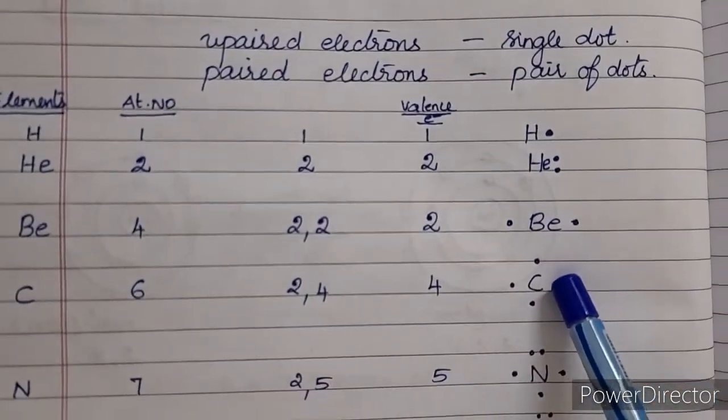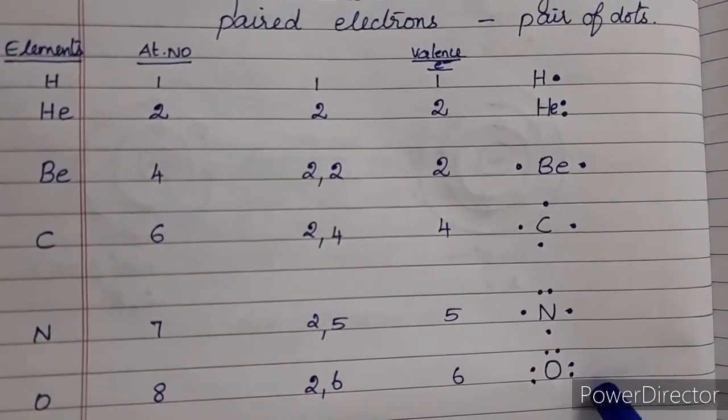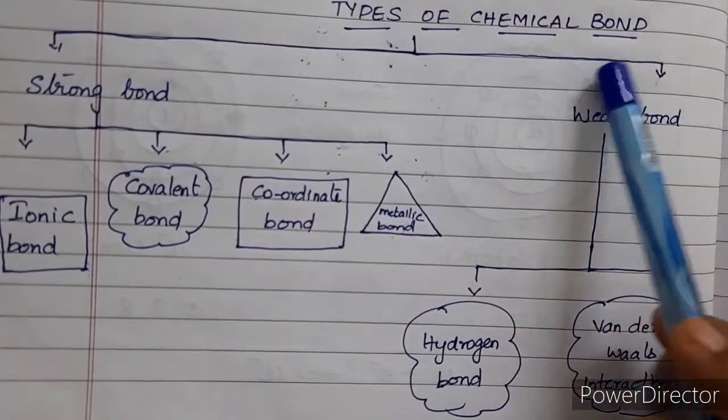Now this is a very important question, children. So you can copy these 6 elements in your classwork. Next we'll move to the types of chemical bond.